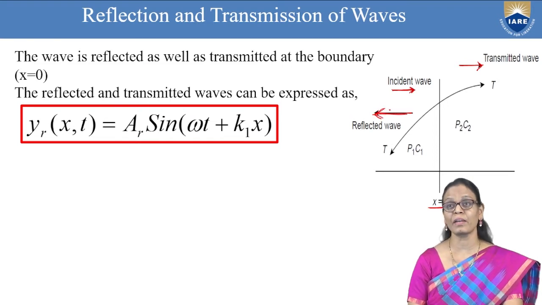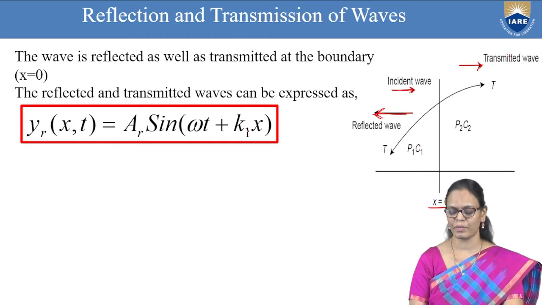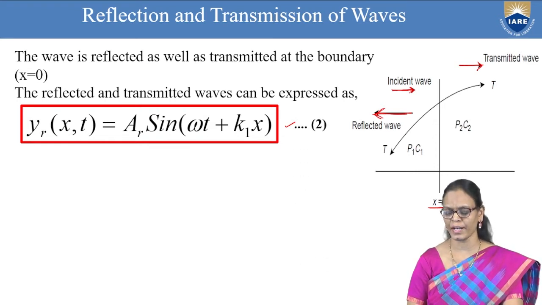So the reflected wave is going along the negative x-axis. So we have omega t minus of minus k1, so we get omega t plus k1x. So this gives the expression for the reflected wave. Let us take this as equation 2.